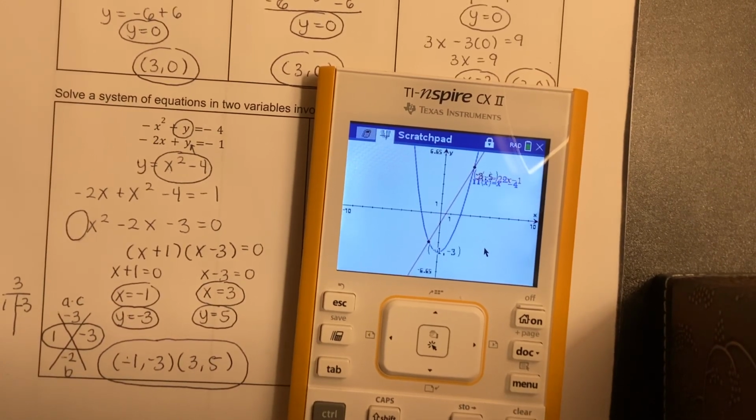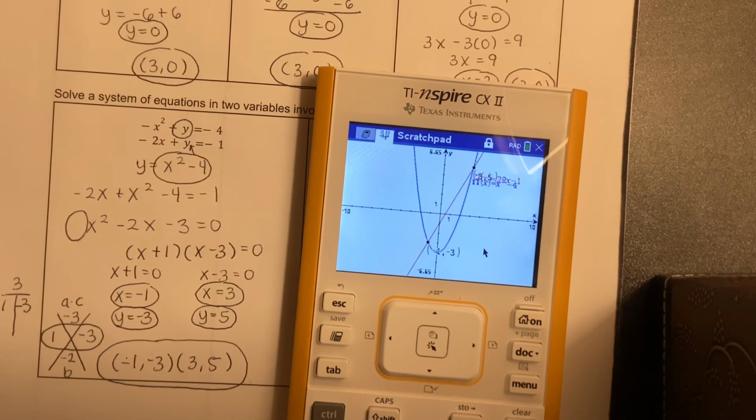You can do that with the linear ones above too. They're just going to intersect in one spot, obviously, other than 2.